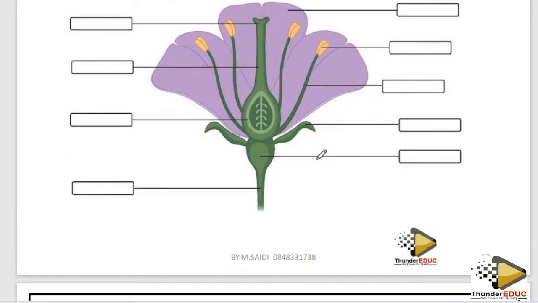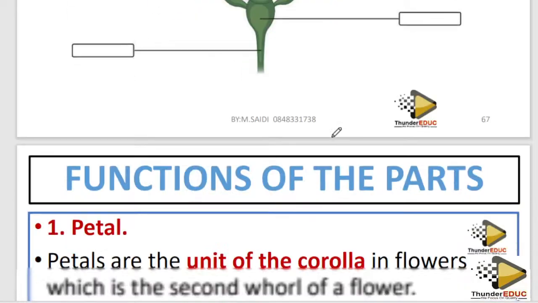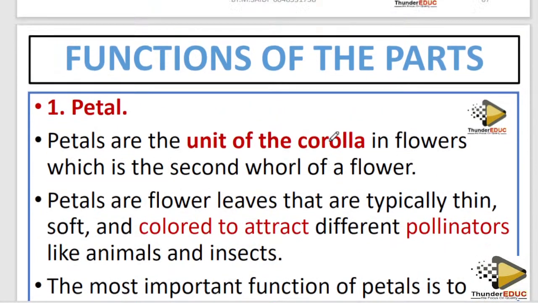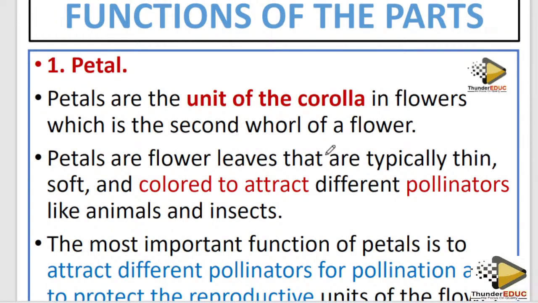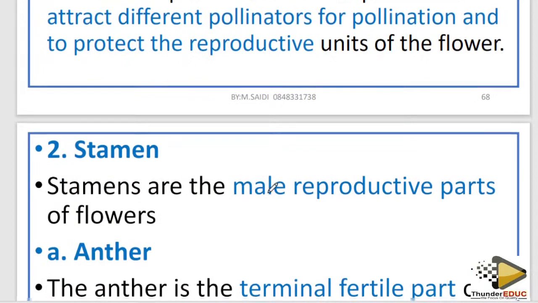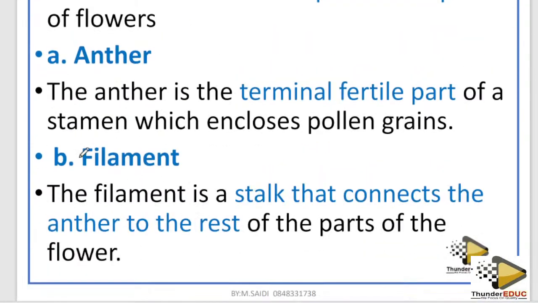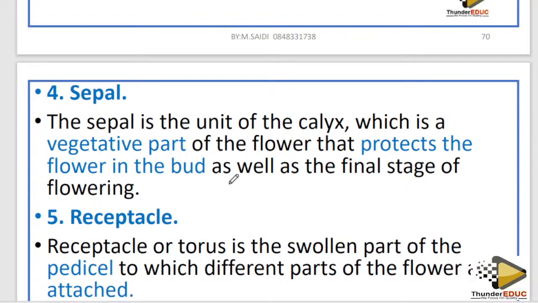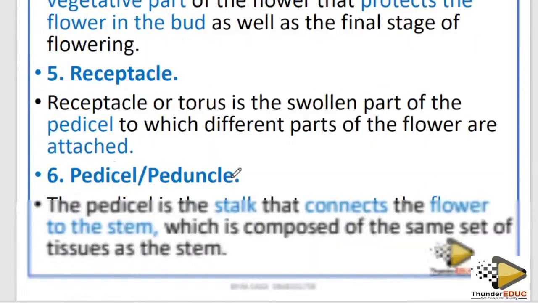What if you're a teacher? What are you going to teach when you don't know these simple structures? Anyway, please go when you know them. Parts and functions of the parts, meaning that you must know that petal is this, and its function. Stamen, what is it for? Anthers, what is it for? Filament, what is it for? So you have to know the structure of a flower, in other words.